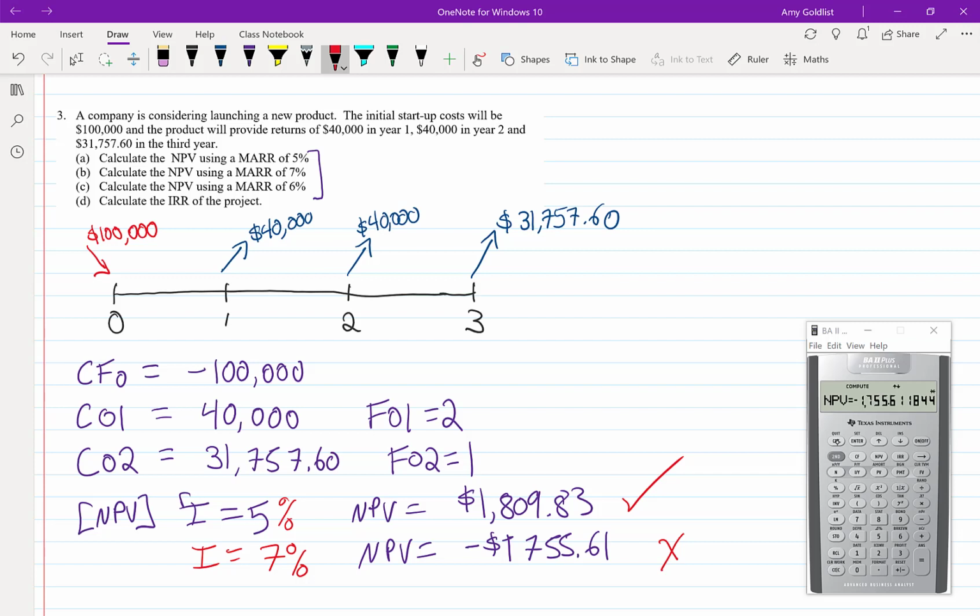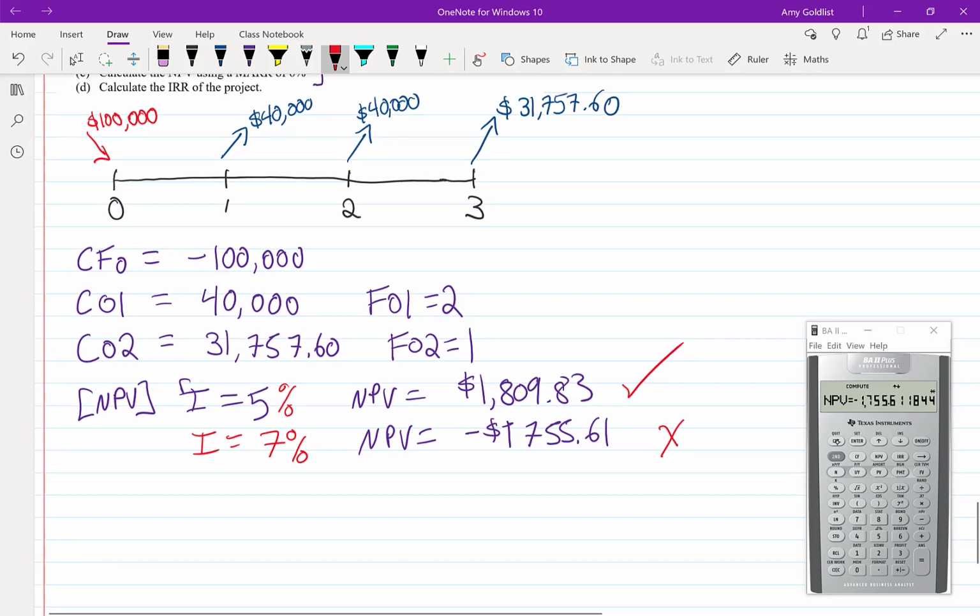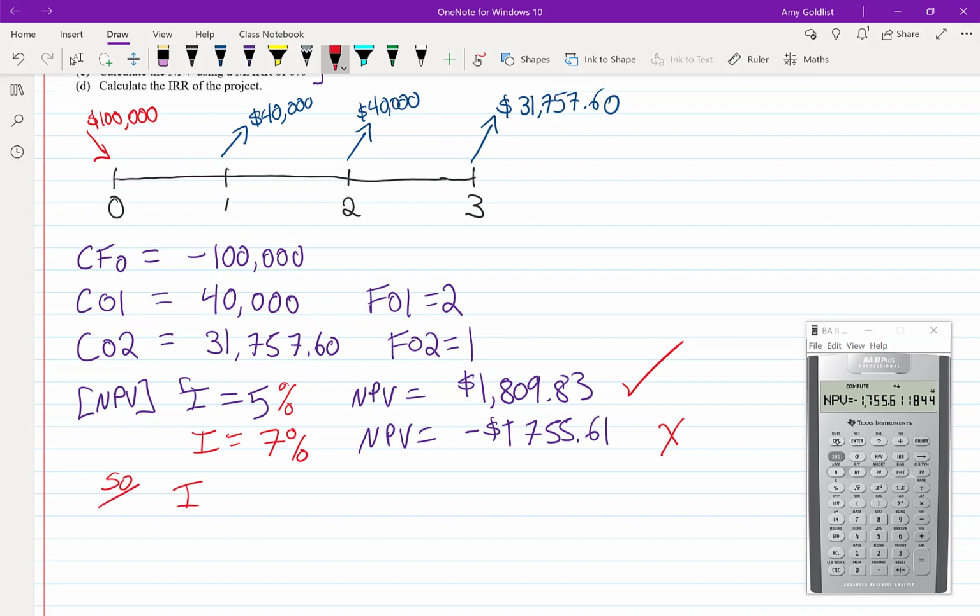What this tells me is that my MARR, when it's 7, it's negative, 5, it's positive. So that means that my internal rate of return is between 5 and 7. So let's just write that. So that's what we're looking at. This is doing better than a 5% investment, but worse than a 7%. So the obvious thing to try is 6%.